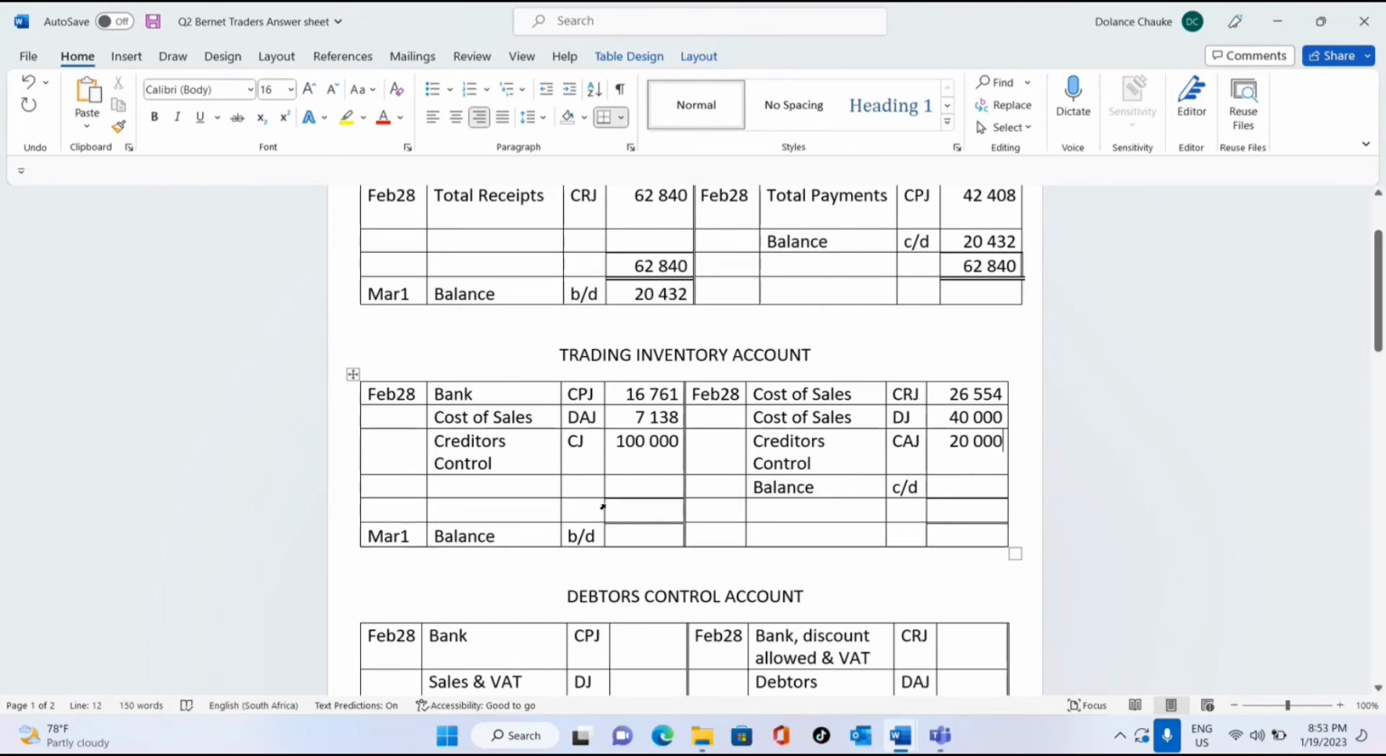And then now we check which side is bigger here. The bigger side is the debit side, right? So you're going to say 16,000 plus 761 plus 7138 plus 100,000. You'll get your total. How much is your total?